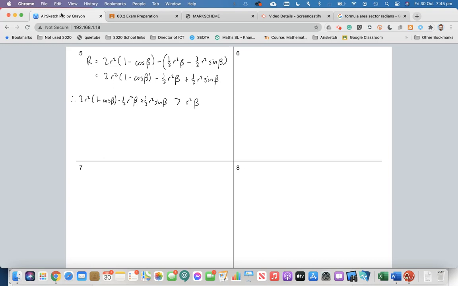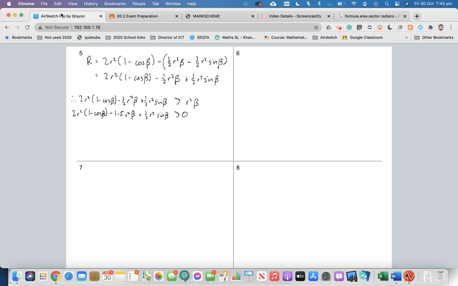Okay? Now, I can keep an inequality happening as long as I'm only adding and subtracting. So I'm going to subtract R squared beta from both sides. Now, there's an R squared beta term here. It's a half R squared, which I'm just going to treat as 0.5. So I've got 0.5 R squared beta, and I'm subtracting an R squared beta. So I've got 2R squared, 1 minus cos beta, minus 1.5 R squared beta, plus 0.5 or a half R squared sine beta is greater than 0.